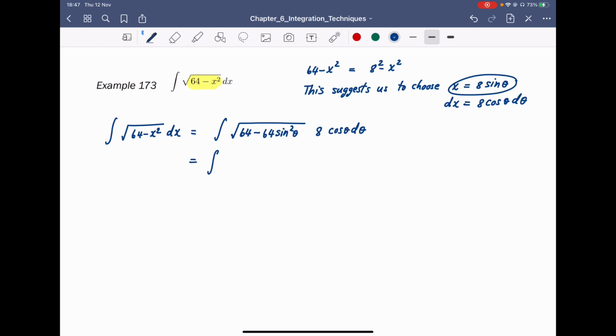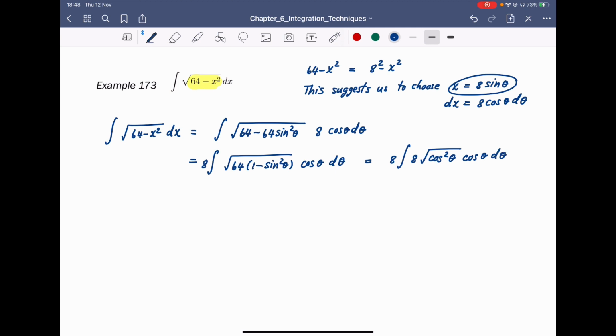All right, now we can just simplify it. So we're going to pull out 64 here. Then we have 1 minus sine square here, and then 8 outside, and then cosine theta d theta. All right, so you can see that what you have here is 1 minus sine square. That 1 minus sine square is the one that you can use the identity on to be cosine square. So it's going to be 8 integrate, so take the square root of 64, you have 8. And then the square root of 1 minus sine square, you get the square root of cosine square here. Well, let's keep it like that first.